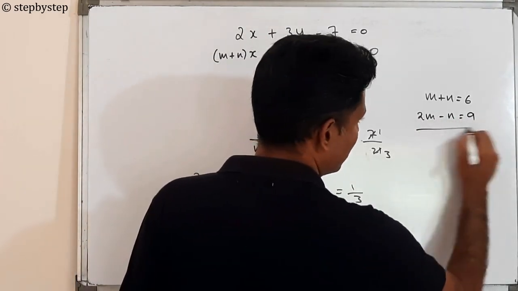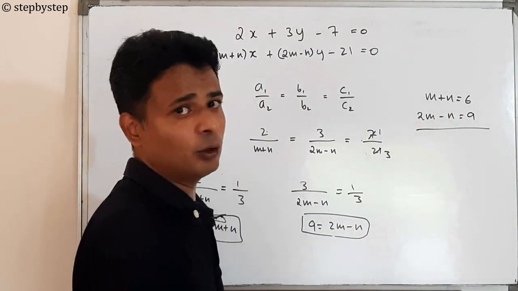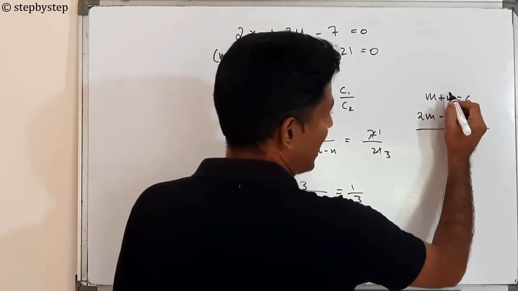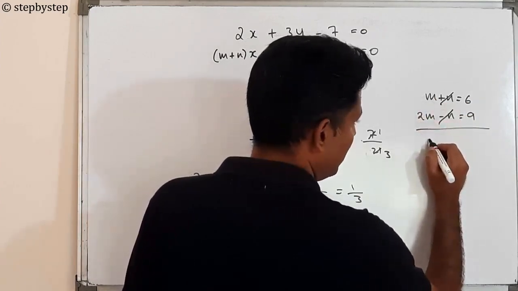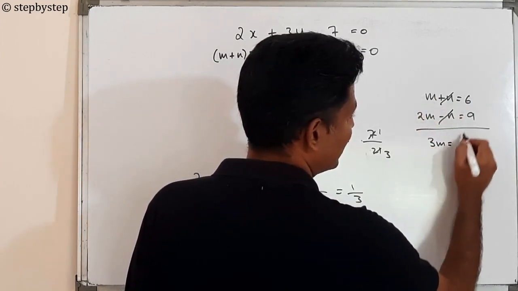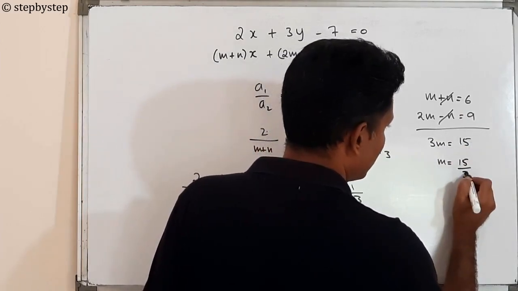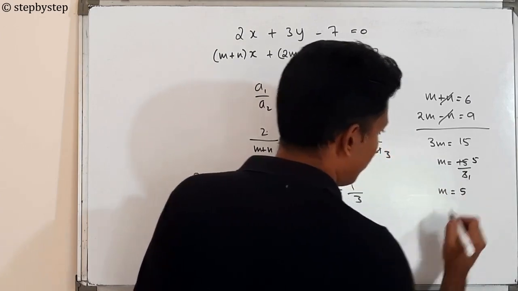I'll use the elimination method. Already here it's plus N, here it's minus N. So if I add the two equations, the N values will cancel. I don't even have to multiply anything. Adding the two equations, plus N minus N cancels. M plus 2M, we get 3M equal to 6 plus 9, 15. Which means M equal to 15 by 3. 3 fives are 15. So we get the value M equal to 5.